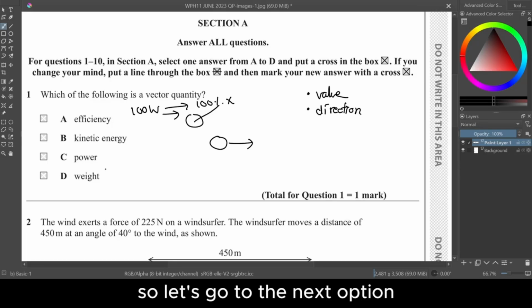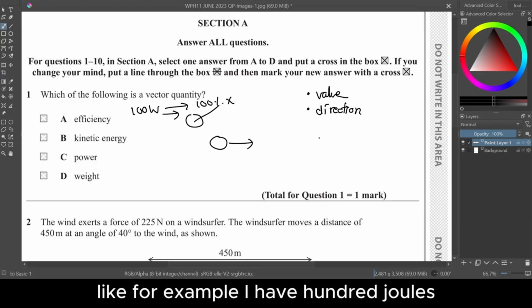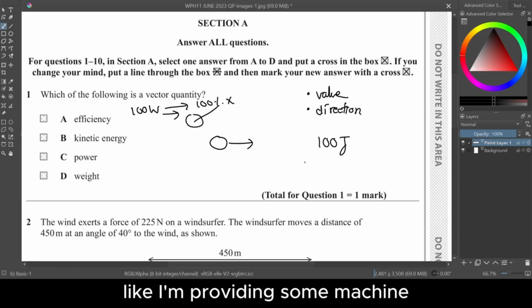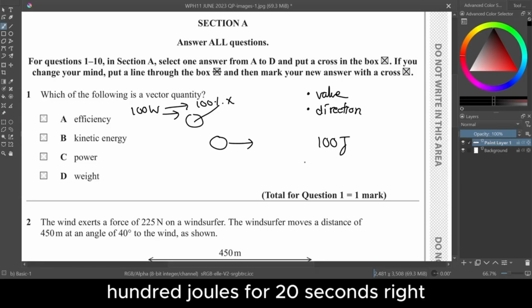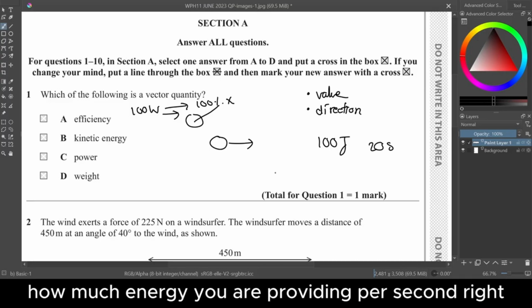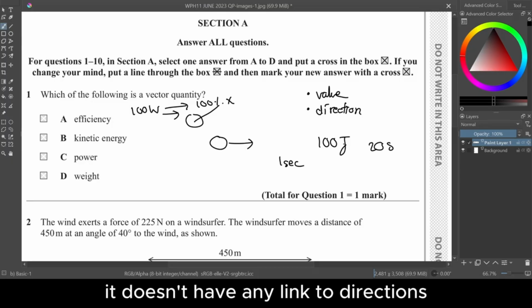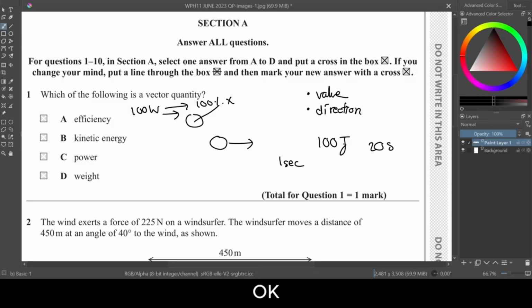So let's go to the next option. It says power. Now what is power? For example, I have 100 joules, like I'm providing some machine 100 joules for 20 seconds, right? So power is how much energy you are providing per second. For 1 second, how much energy I'm providing. That's it. It doesn't matter. It doesn't have any link to direction, okay?